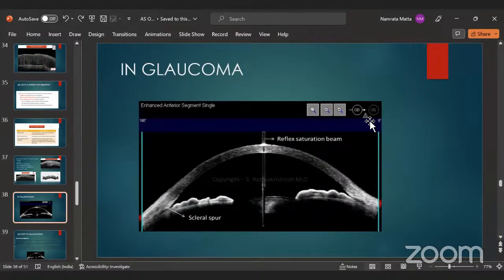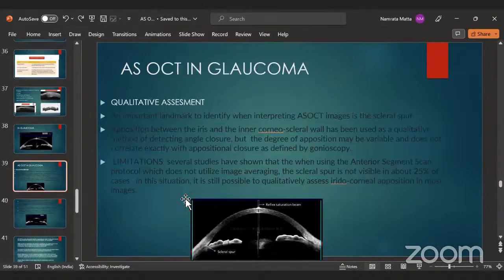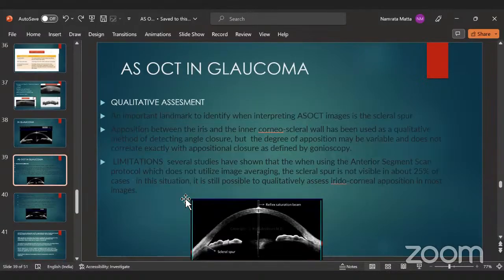In cases of glaucoma, this is the landmark which we see in ASOCT. So the scleral spur helps in further evaluation of the glaucoma patient. There is qualitative and quantitative assessment. In qualitative assessment, we can just see the opposition between the iris and the inner corneoscleral wall. The only limitation is it is subjective.